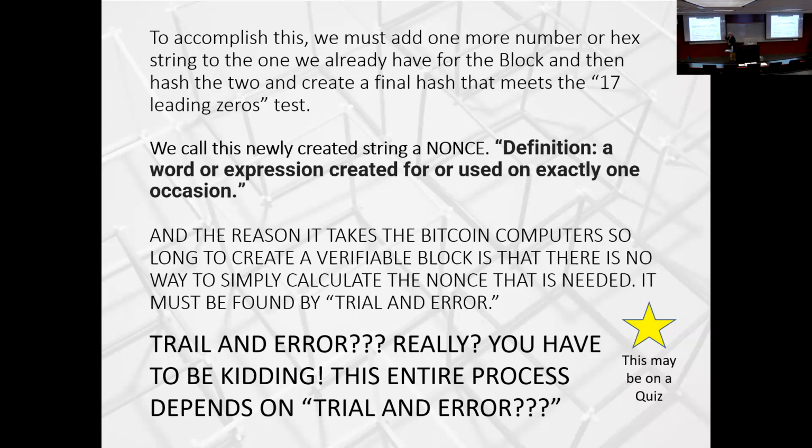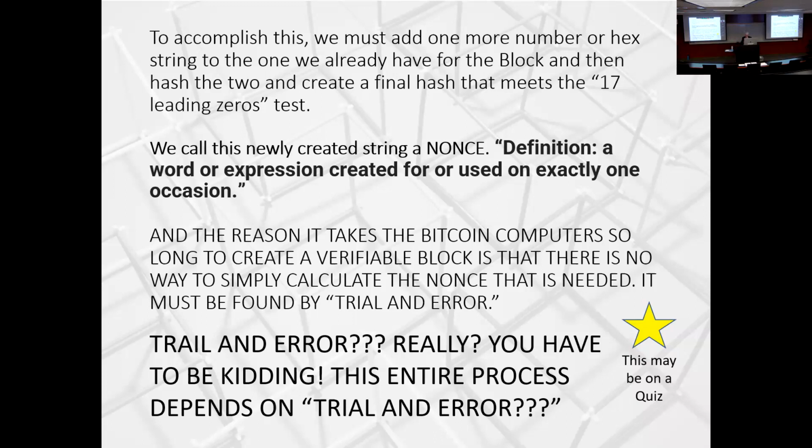nonce that, when you hash it with the Merkle tree root, gives you a resulting hash of 17 leading zeros. And it's really quite extraordinary. It's why it takes so long for blocks to be created, because the discovery of a nonce that actually gives 17 leading zeros is trial and error.